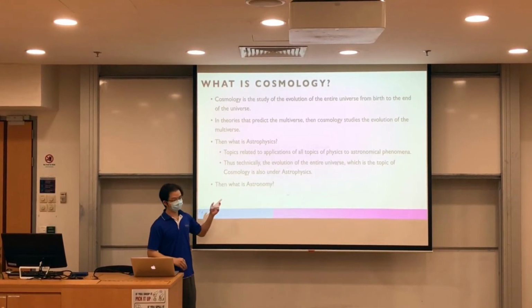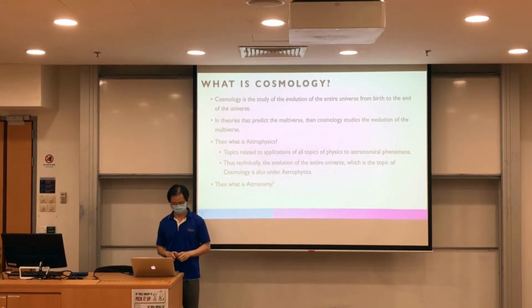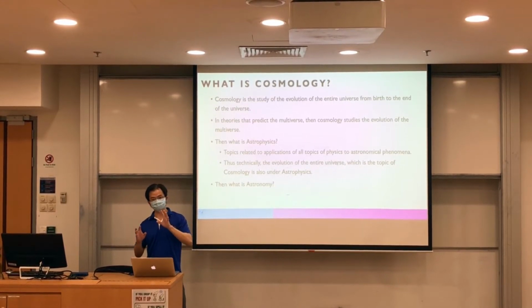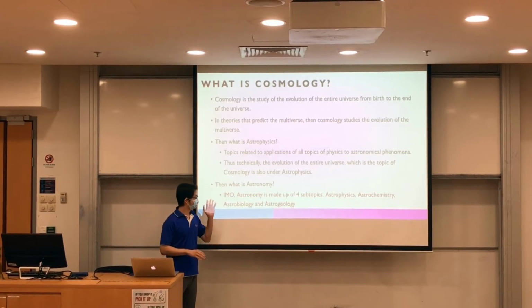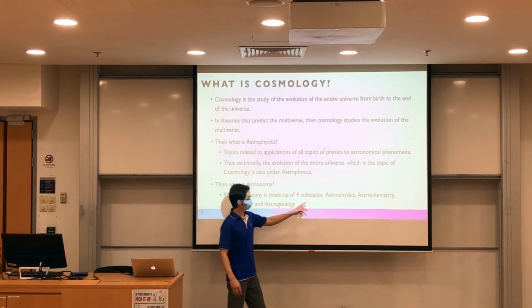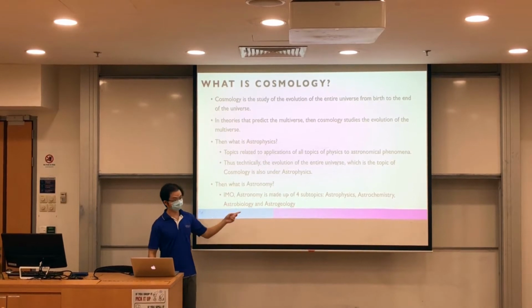Then what is astronomy? So all these very similar terms. Actually, in the scientific community, astronomy and astrophysics are basically almost two interchangeable words. They really treat them as interchangeable words. But in my opinion, I prefer to think of astronomy as made of four subtopics: astrophysics, astrochemistry, astrobiology, and astrogeology.